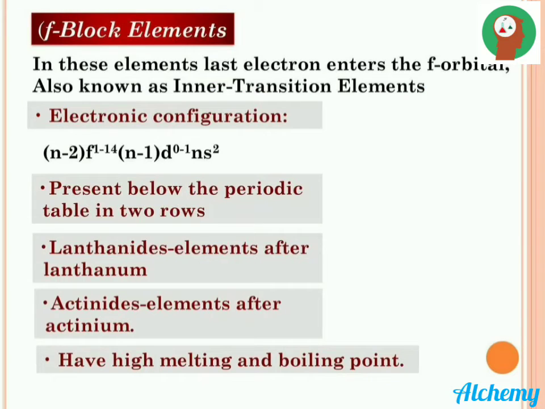Next is the f block elements. In these elements, the last electron enters the f orbital. They are also known as inner transition elements. The general electronic configuration is (n-2)f1 to 14, (n-1)d0 to 1, ns2. They are present below the periodic table in two rows. They are called lanthanides and actinides. Lanthanides are elements named after lanthanum. Actinides are elements named after actinium. They have high melting and boiling points.